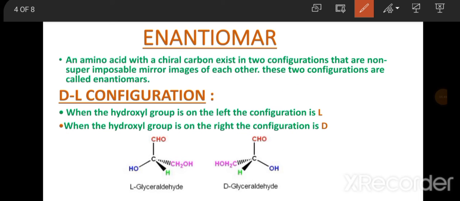Enantiomer. This term enantiomer you should keep in mind. It refers to mirror images. Here, an amino acid with a chiral carbon, not glycine, exists in 2 configurations that are non-superimposable mirror images of each other. These two configurations are called enantiomers.